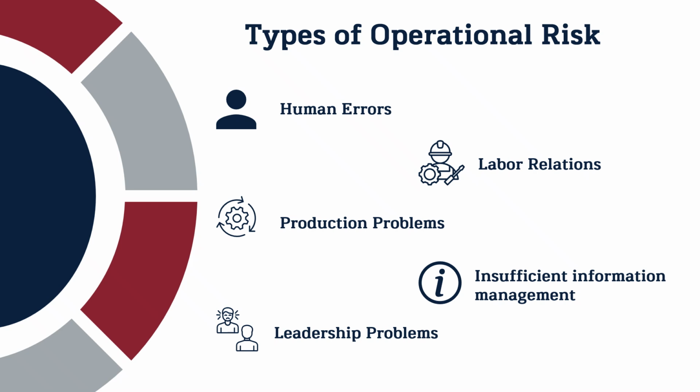Operational risks include things like human error, labor relations, production problems, insufficient information management, and leadership problems. Many of these risks are caused by human error inside of the business or by employees within the company.